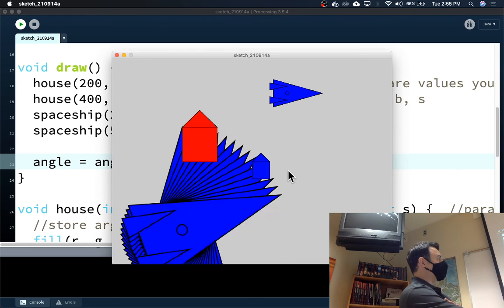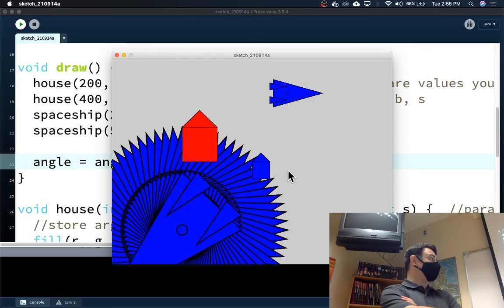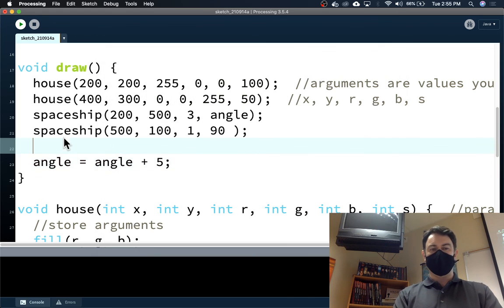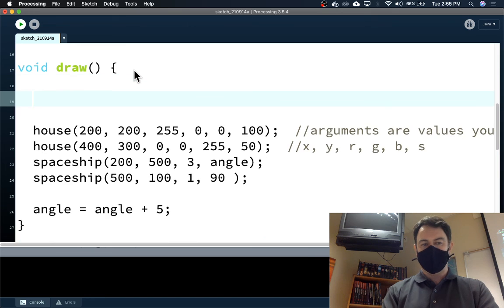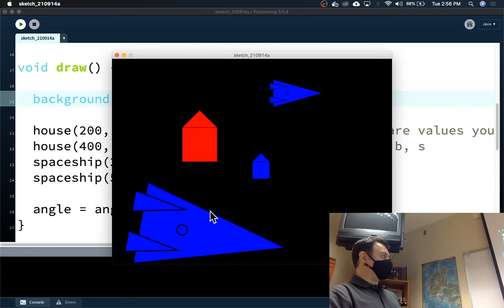Unfortunately, there's no background, so it'll make a weird pattern, which is kind of cool, actually. I like it a lot. I'm not sure why there's these houses. Are they outer space houses? These are the important questions. But we stick a background in there, and now my spaceship's turning.